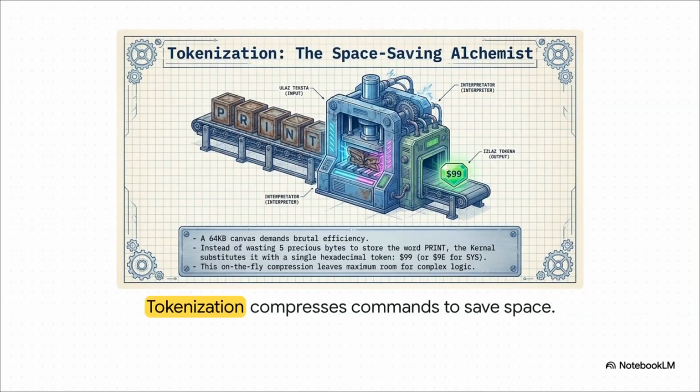Rule number 2 is tokenization. And man, this is a masterclass in efficiency. Remember, you only have 64 kilobytes of RAM for everything, the whole shebang. So instead of wasting 5 precious bytes to store the letters PRINT, the operating system instantly compresses that recognized command into a single hexadecimal byte, or a token. The word PRINT becomes the hex value $99. The command SYS becomes $9E. This on-the-fly compression acts like a space-saving alchemist, leaving maximum room in memory for your actual complex logic.